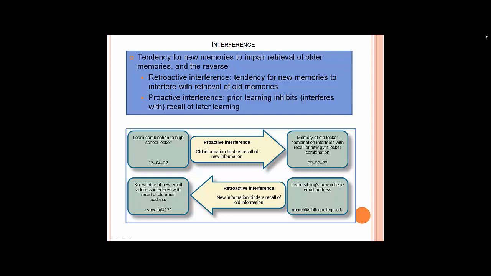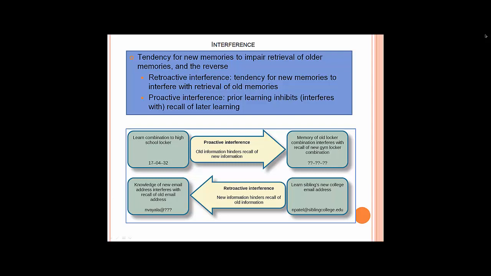We have proactive interference, where let's say you've learned a combination to your high school gym locker or whatever. So now you've learned the combination of the school locker. Then you go to another locker, but the memory of your old locker combination interferes with the recall of your new locker combination. Of course, you can apply this to almost anything you're trying to remember.